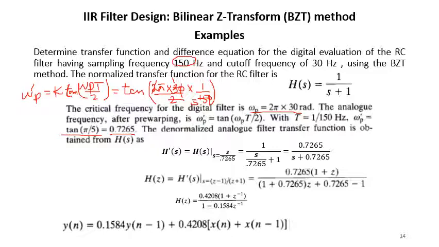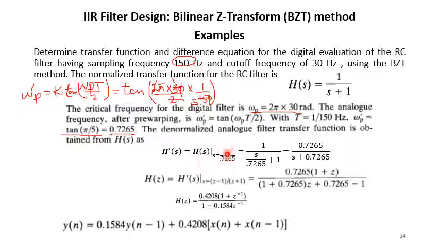Once we know this, then we denormalize the analog filter transfer function to obtain H prime of S. To denormalize, we obtain H prime of S from H of S simply by replacing S with S over omega prime P for the low pass case. And with the same condition, if we have to find the high pass filter, then we'll replace S by omega prime P divided by S, if you recall the previous slide. Anyway, because we are finding the low pass filter, we'll replace S by S over omega prime P.